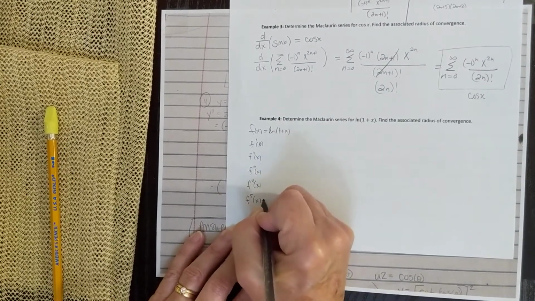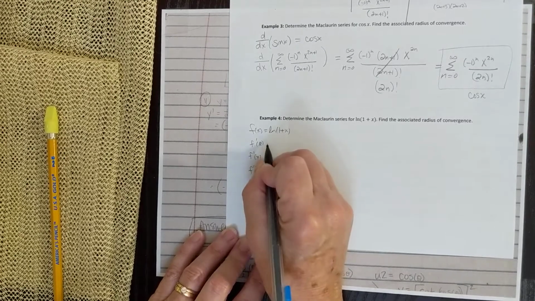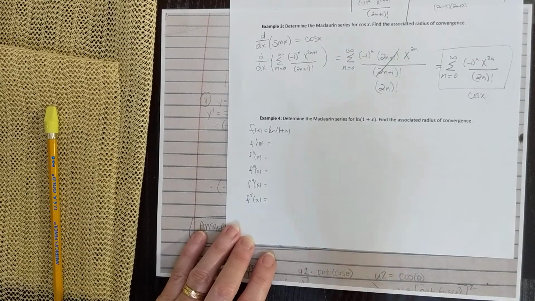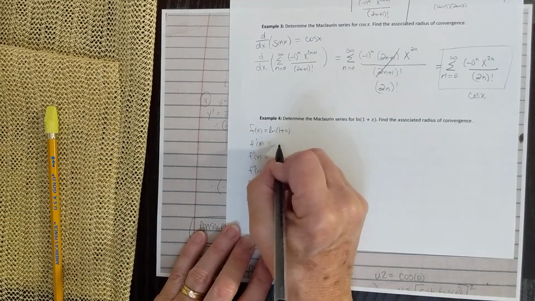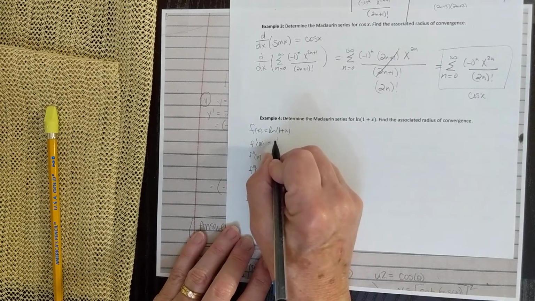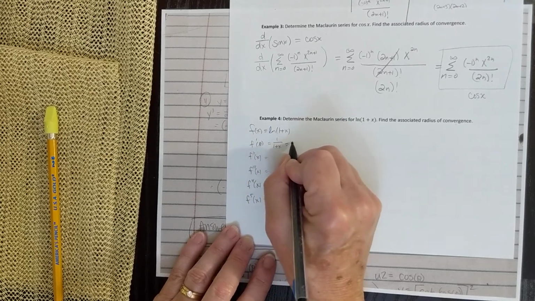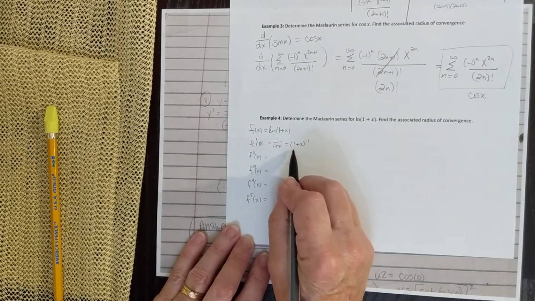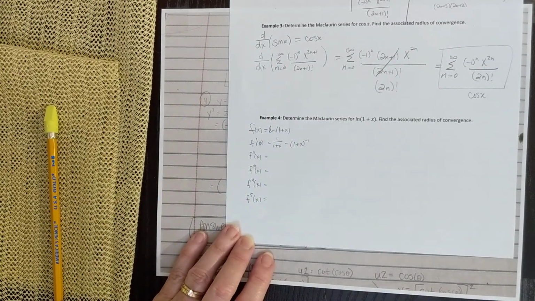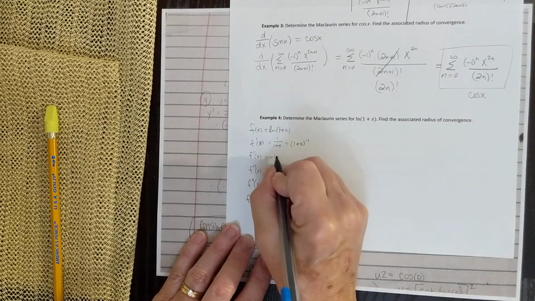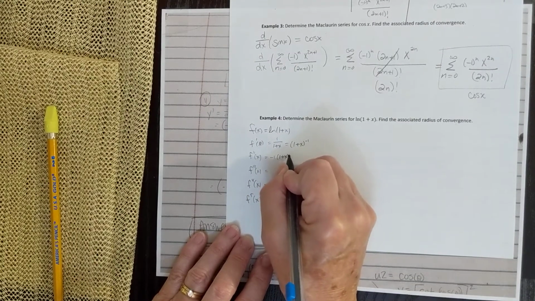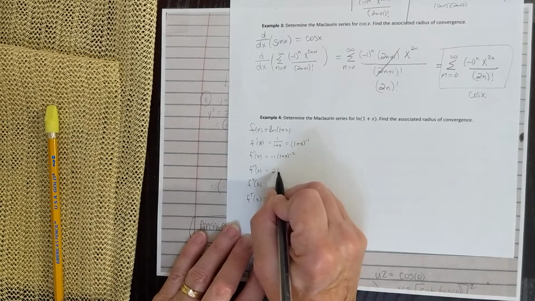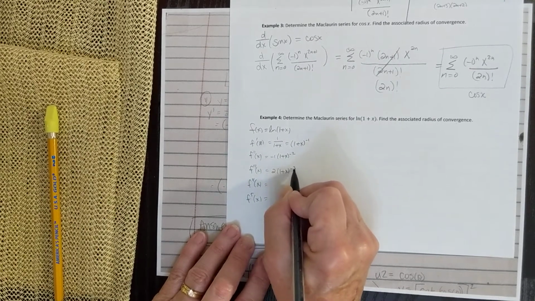Let's have a look at this and see what's happening here. The derivative of the natural log of 1 plus x is 1 over 1 plus x, times the chain rule, which is just 1, so 1 over 1 plus x, or 1 plus x to the negative 1. The second derivative would be negative 1 times 1 plus x to the negative 2. The derivative of this would be 2 times 1 plus x to the negative 3.